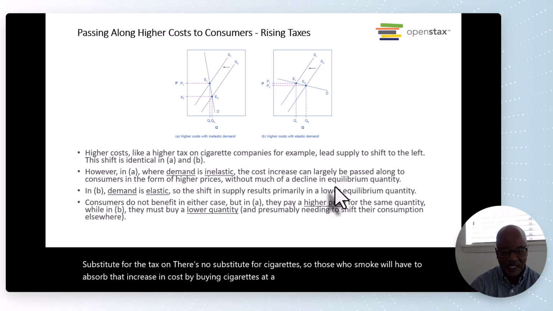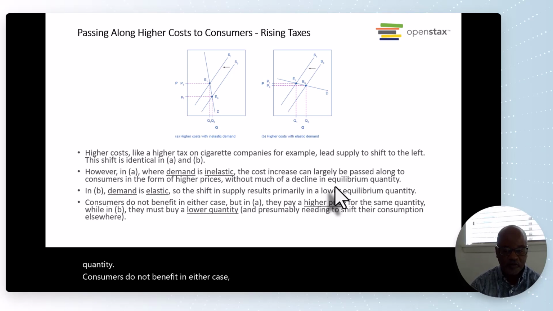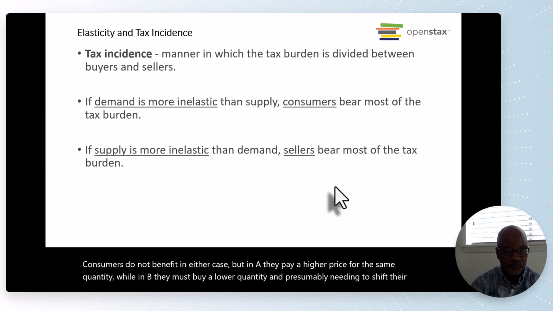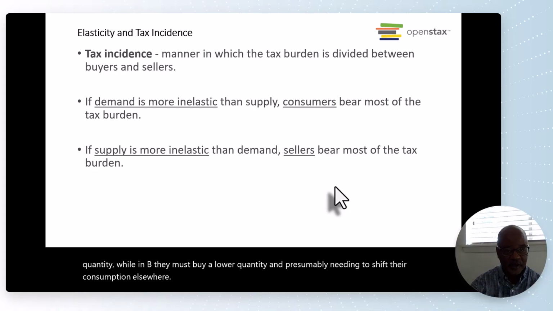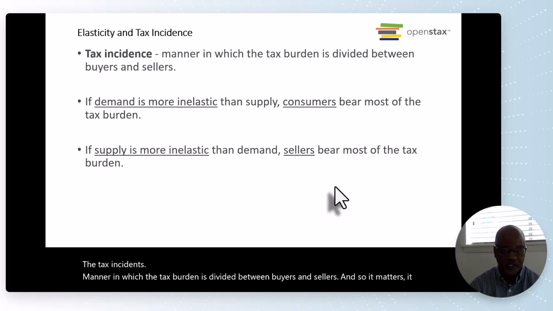In B, demand is elastic, so the shift in supply results primarily in a lower quantity. Consumers do not benefit in either case, but in A, they pay a higher price for the same quantity, while in B, they must buy a lower quantity and presumably need to shift their consumption elsewhere. The tax incidence is the manner in which the tax burden is divided between buyers and sellers. And so it matters if it's inelastic or elastic.